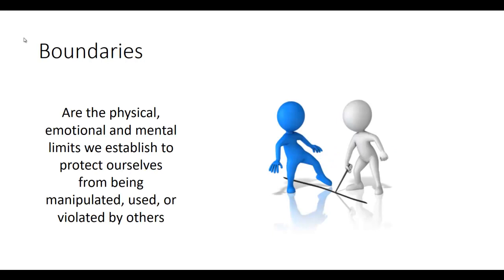Okay, boundaries. The best way to think of this: mental, emotional, physical limits we establish to protect ourselves from being manipulated, used, or violated by others. Another way to think of this, and a really good way to get across what boundaries are real fast, is how close are you comfortable with somebody standing next to you? Some people, when they're having a conversation with somebody, want them at arm's distance. Some people are comfortable with them standing right next to them. This is what we're talking about when we talk about boundaries. We'll get more in depth in class, but that's a good way to get your essential thoughts going.